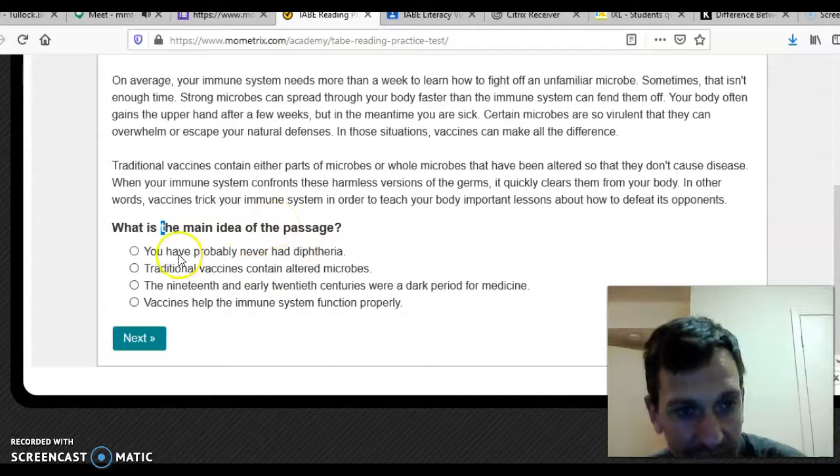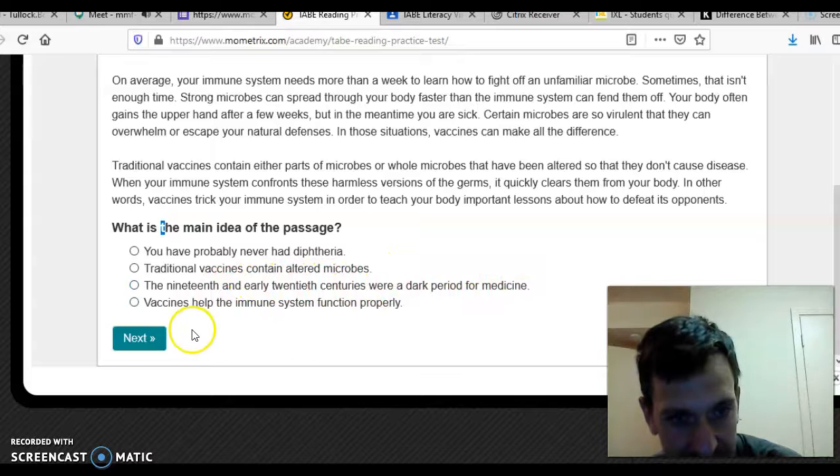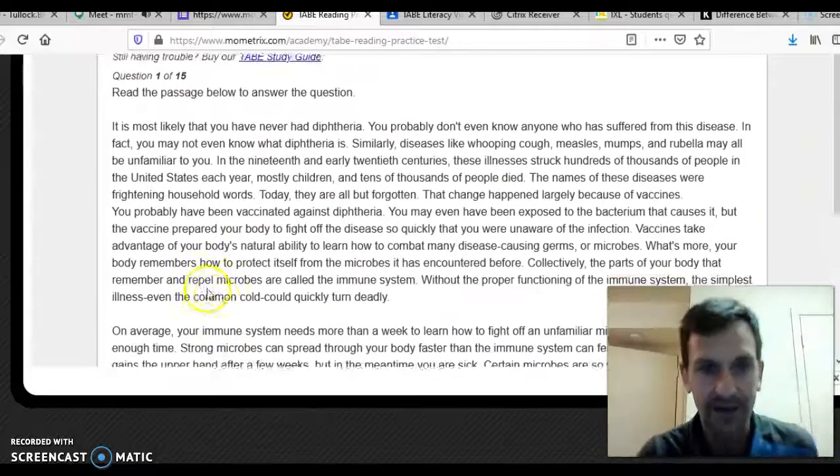So, we skimmed it. So, what do you think the main idea is? You've probably never had diphtheria. Traditional vaccines contain altered microbes. The 19th and early 20th centuries were a dark period of medicine. Vaccines help the immune system function properly. The main idea is the most important thing, alright?